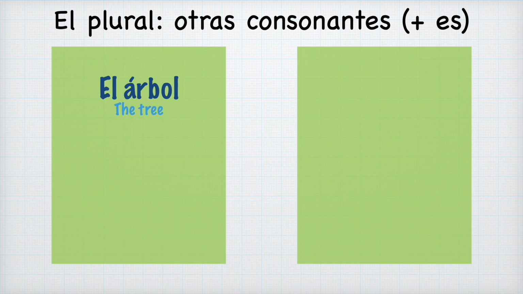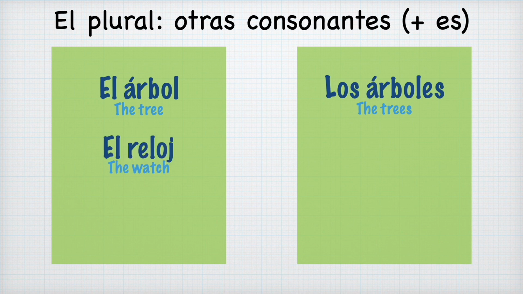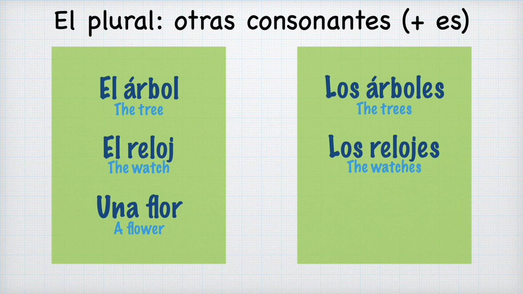For example, el árbol turns into los árboles. El reloj turns into los relojes. Una flor turns into unas flores. So again, these are the major rules around making the words plural. There are a few exceptions that we learn with practice. As previously mentioned, uncountable, collective, and proper nouns don't have a plural form.